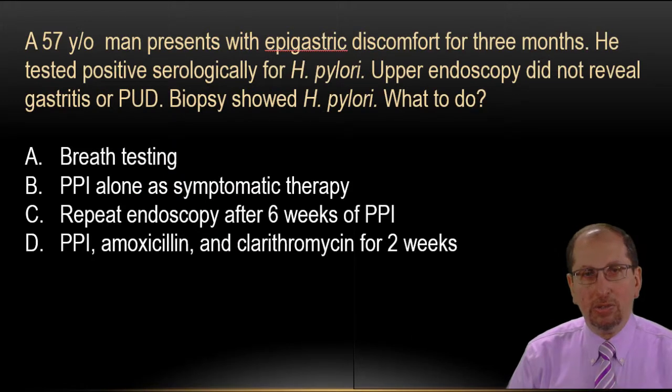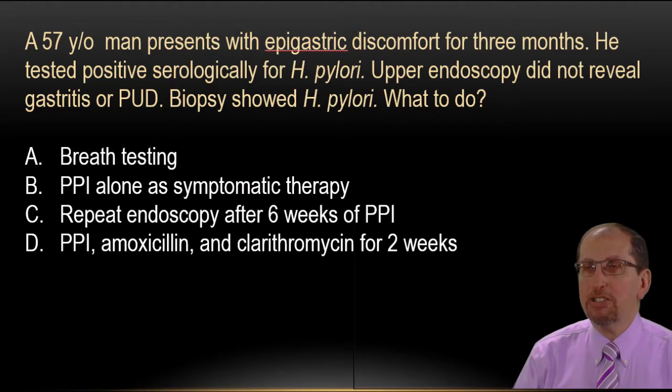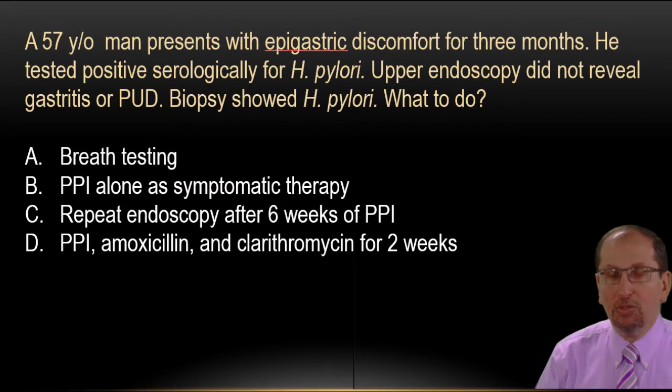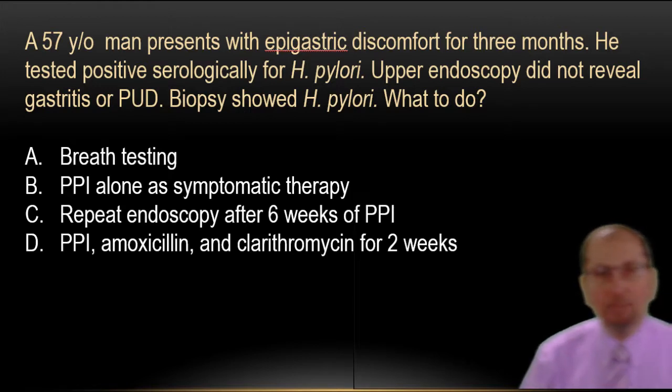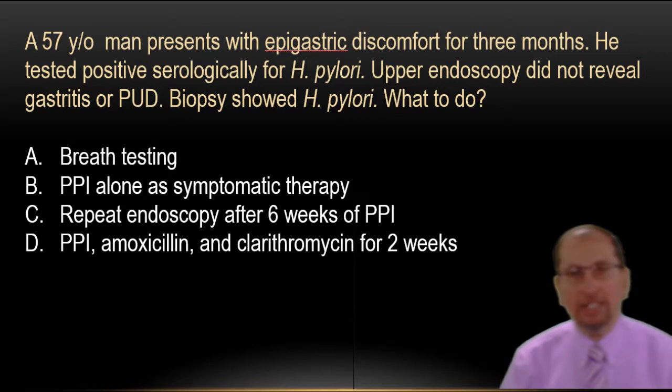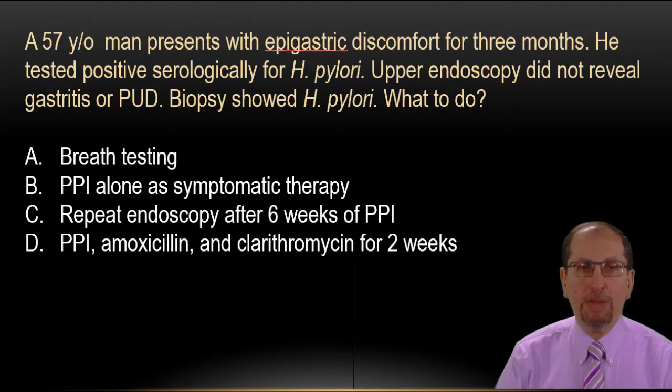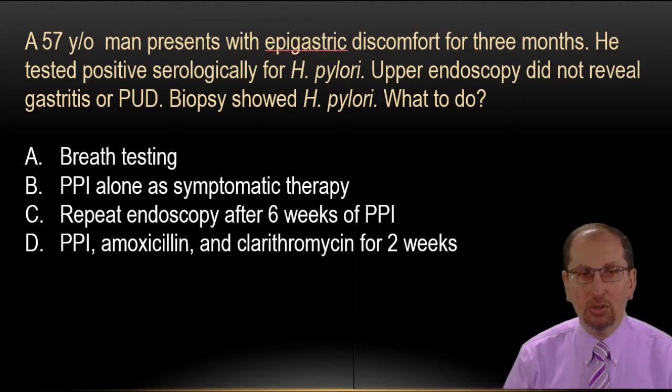Okay, let's do this question. A 57-year-old man presents with epigastric discomfort for 3 months. He tested positive serologically for H. pylori. Upper endoscopy did not reveal gastritis or peptic ulcer disease. Biopsy showed H. pylori. What to do?